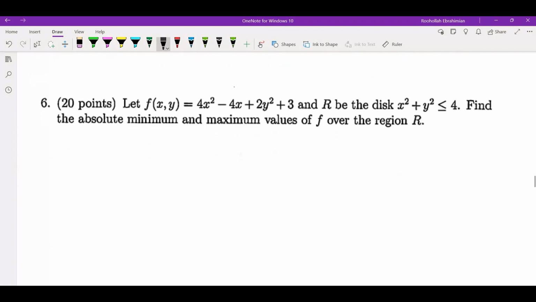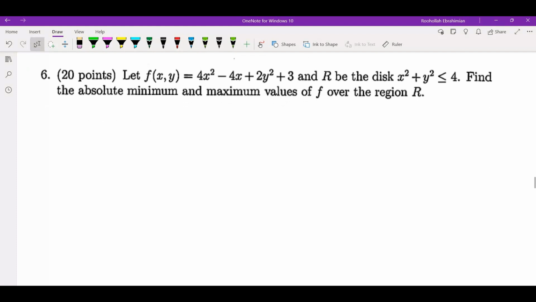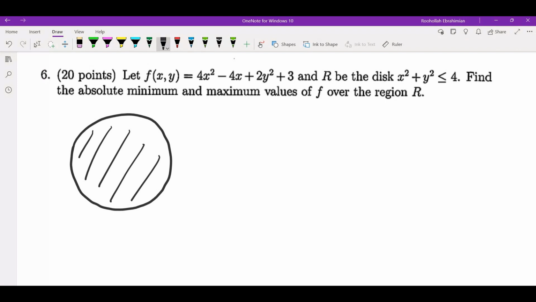Okay, so next one. Let f of x, y be this and R be the disk x squared plus y squared less than or equal to 4. Find the absolute minimum and absolute maximum value of f over this region. In order to find absolute minimum and maximum values, we'll first find the critical points inside the region, and then use the Lagrange multipliers theorem to find the maximum and minimum on the boundary. So first, look at the critical points inside the disk.